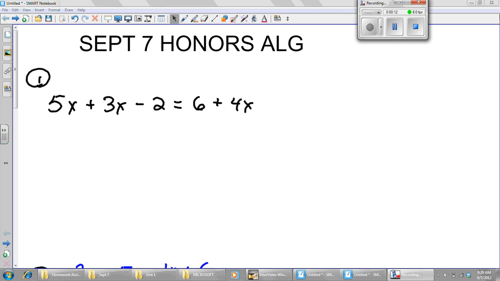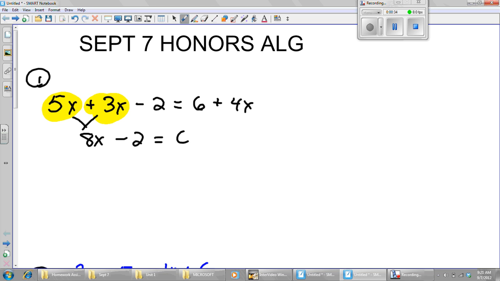Number 1. I know some of you might just want to jump into this problem, but before you do, I want to draw attention to the fact that we have a 5x here and a positive 3x here. And they're on the same side of the equal sign. Don't make this hard. Keep it simple. 5x and 3x is 8x. Minus 2 equals 6 plus 4x.